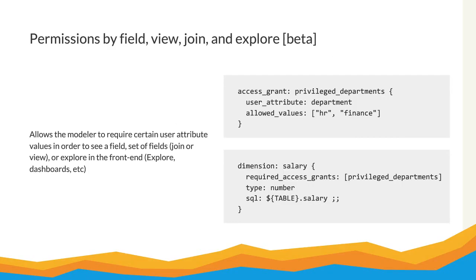And finally, this is actually something you can do today, but just in a not as concise manner. We added these access grants, allowing LookML developers to restrict access to any field, view, join, or explore by tying them to required user attribute values. This really plays well into that monetization. You can have an edition of your product that includes a set of fields and another edition that does not include that set of fields, and you can control who can see that by a simple user attribute.